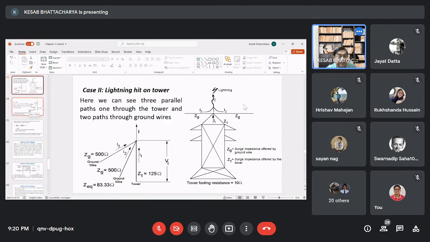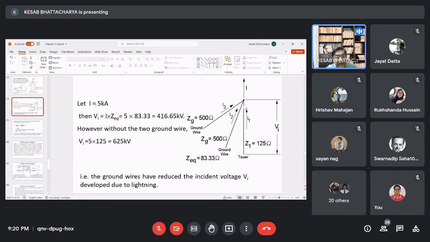Now, again, we assume that the lightning is of 5 kiloampere magnitude. Then the incident voltage will be equal to I into Z equivalent, that is 416.65 kV. However, if there was no ground wire, what would have been the incident voltage? 5 into 125, that is 625 kV. That is, the ground wires have reduced the incident voltage developing due to lightning. That fact is verified.